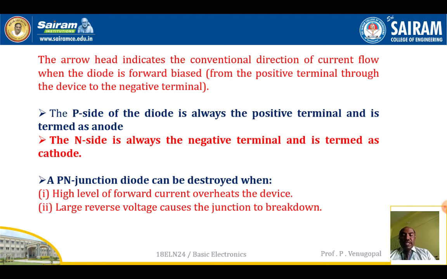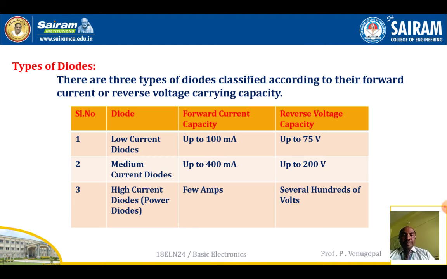The PN junction diode can be destroyed when a high level of forward current flows through the device. Similarly, a large reverse voltage causes the junction to break down.